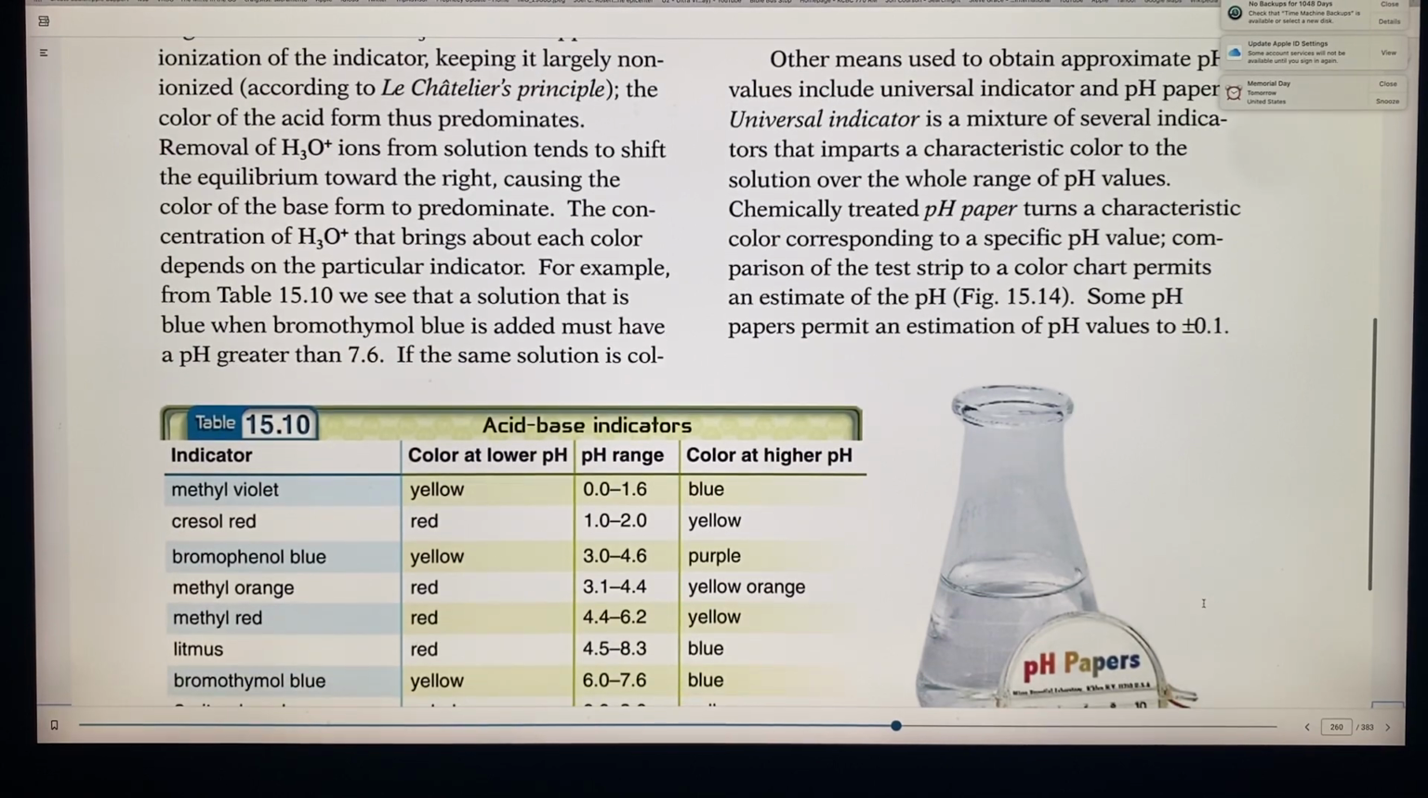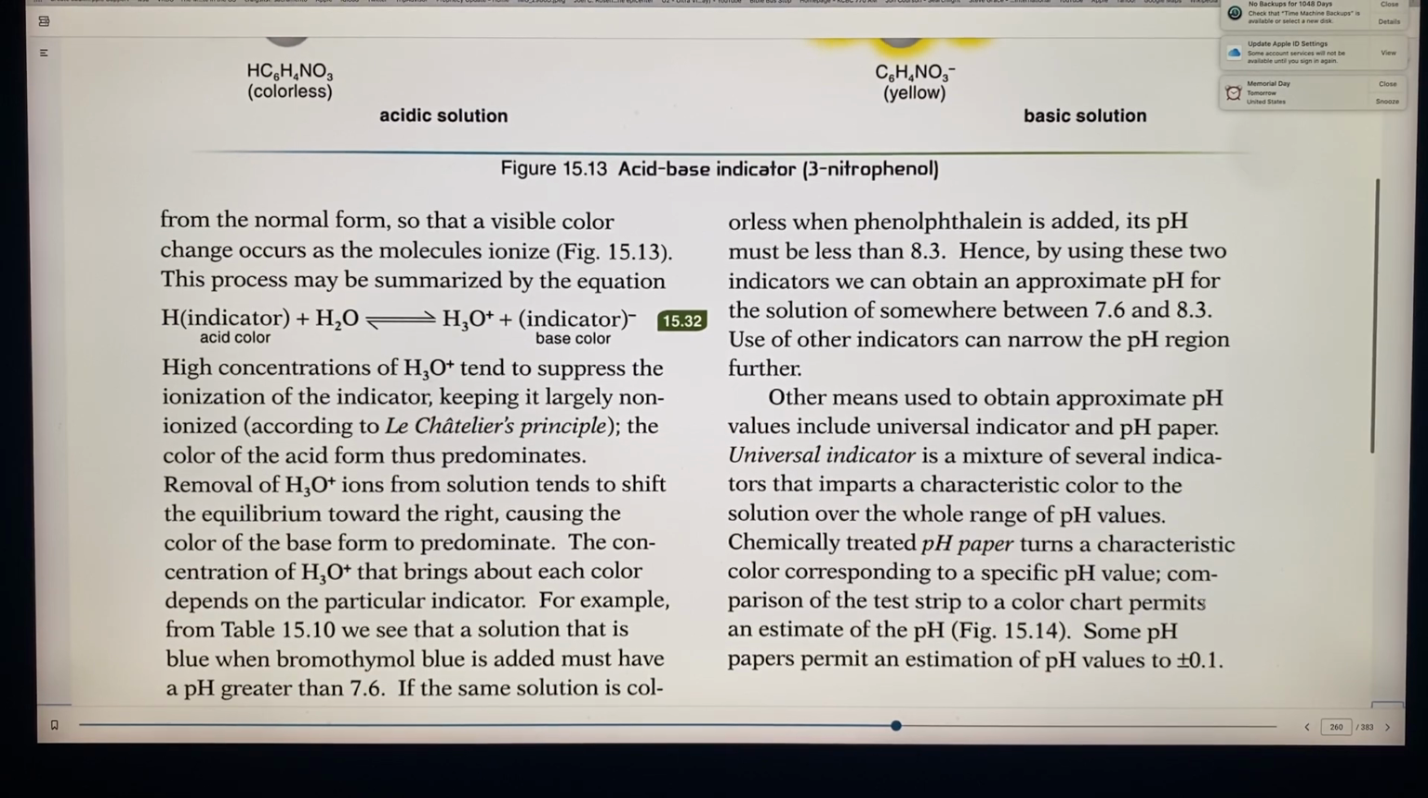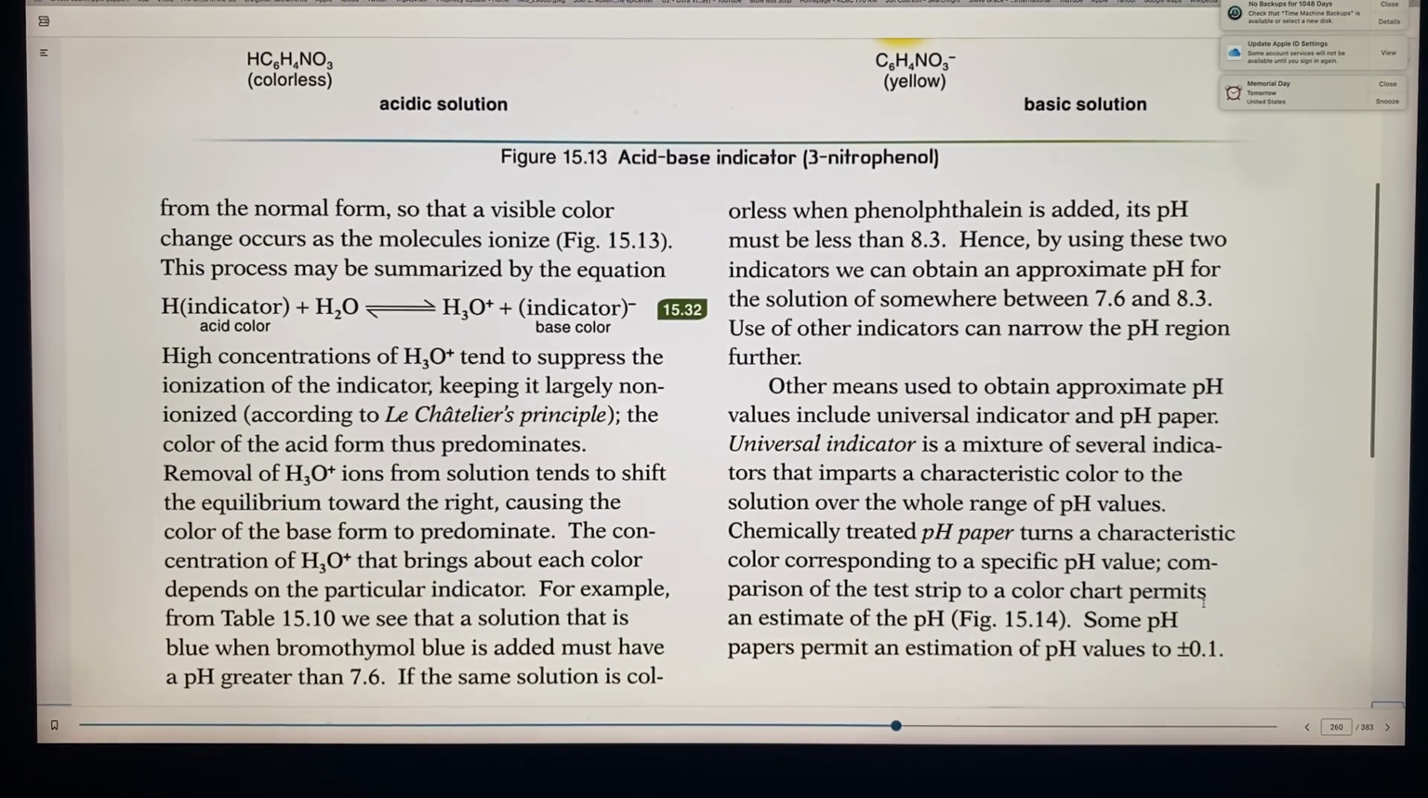So we'll see that the solution, when Bertholin blue is added, must have a pH greater than 7.6. So different indicators change at different pH levels. So let's look. It says other means used to obtain approximate pH values include universal indicator and pH paper. The universal indicator is a mixture of several different indicators, and it has a certain color in solution over the whole range of pH. The thing is, you need to have one that has the right pH. If it's too high, it's not going to detect some. If it's too low, it's not going to detect some either.